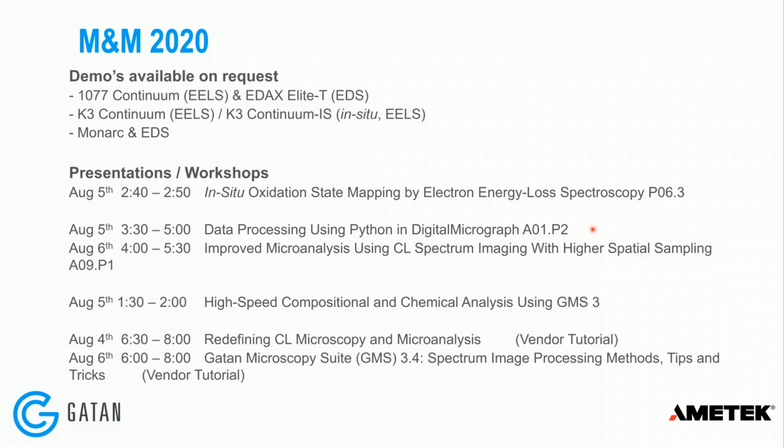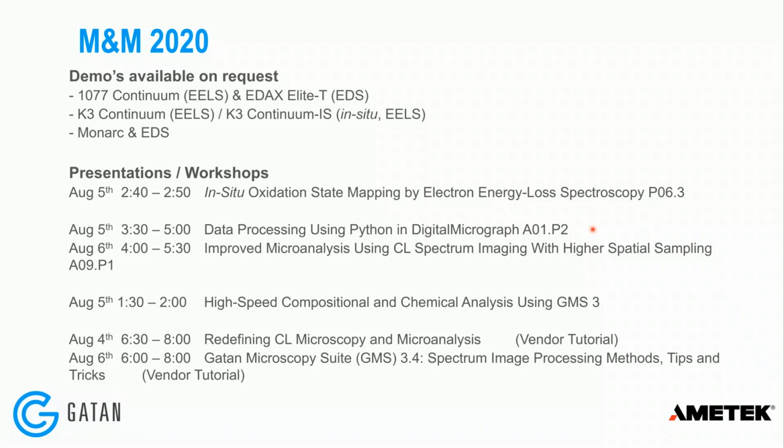Also, I think you showed almost all 200 kV data. Maybe there was some other, but what energy range can we support on this detector? We can support from 80 kV through 300 kV. So 80, 200, and 300 are the typical options. Okay.